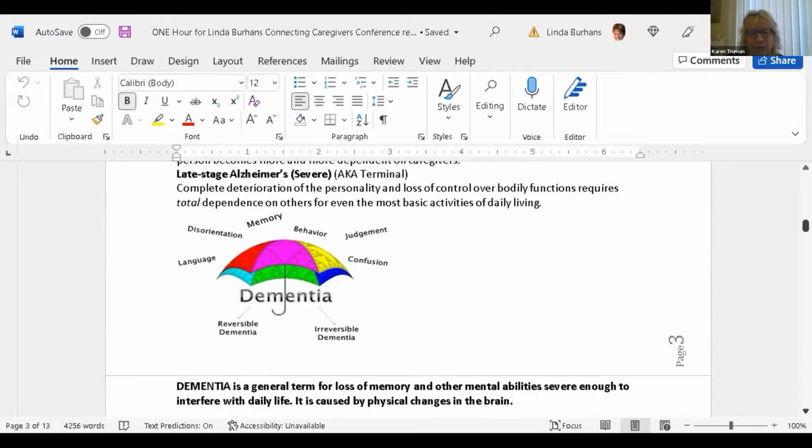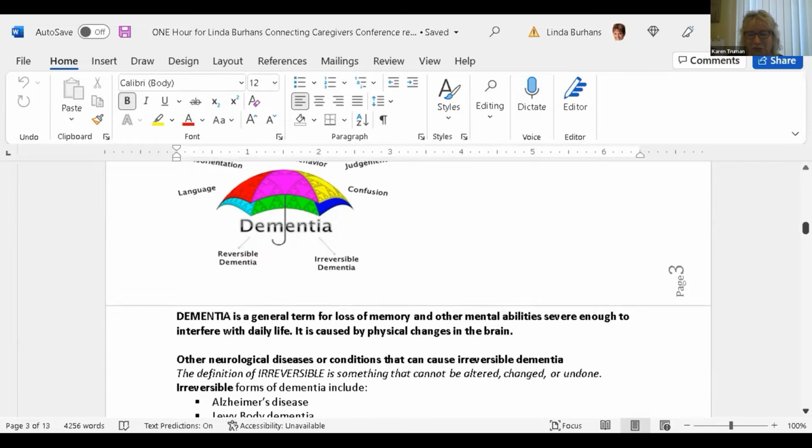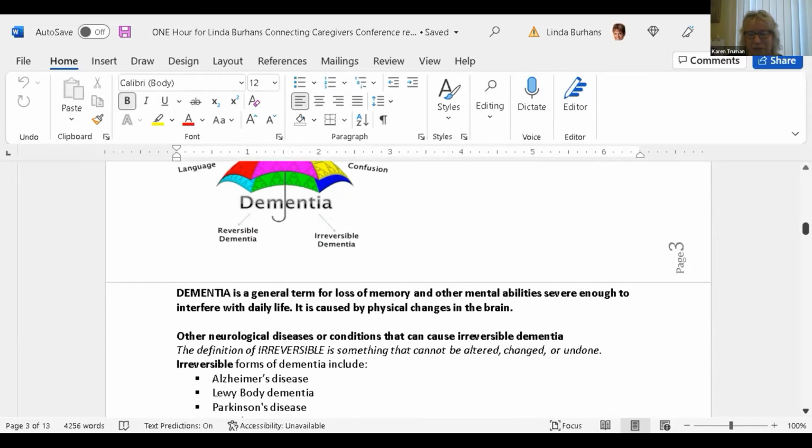So when we say the word dementia, all these things are associated with a form of dementia. We have language issues, disorientation, memory problems, behavior issues, judgment, confusion. All those things go under that heading, that umbrella of dementia. But that doesn't mean it's Alzheimer's. There could be a lot of different kinds of dementia, and I'm going to talk about a couple of them in a minute here.